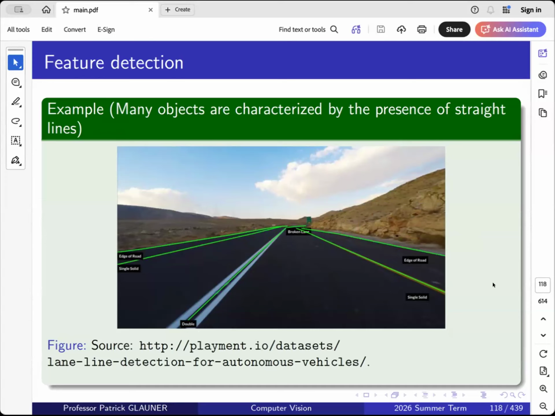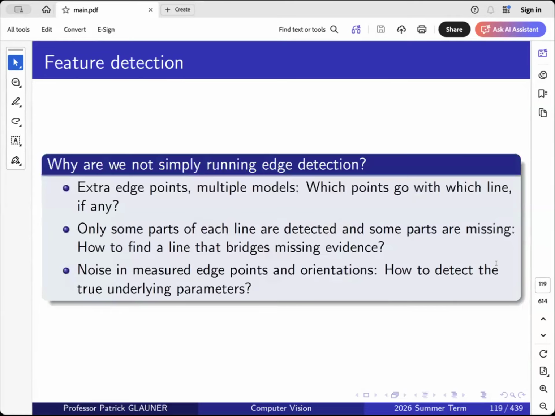So feel free to also look at these additional resources where this data comes from. And today we will look into different approaches for how we can identify straight lines. Maybe you're wondering, why are we not just running edge detection?